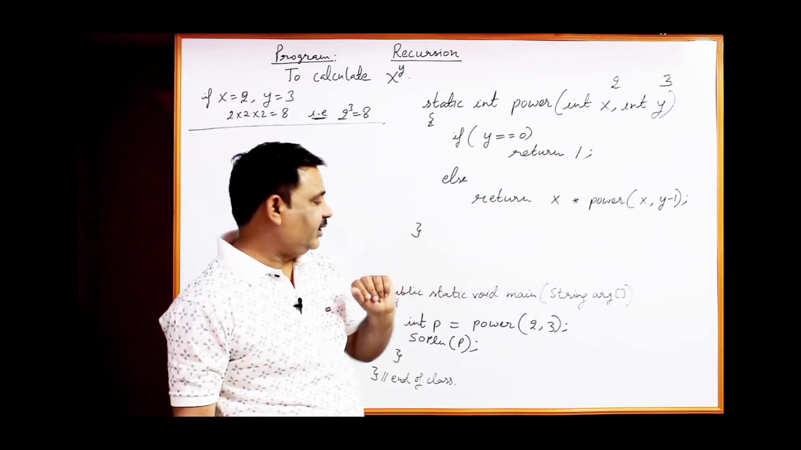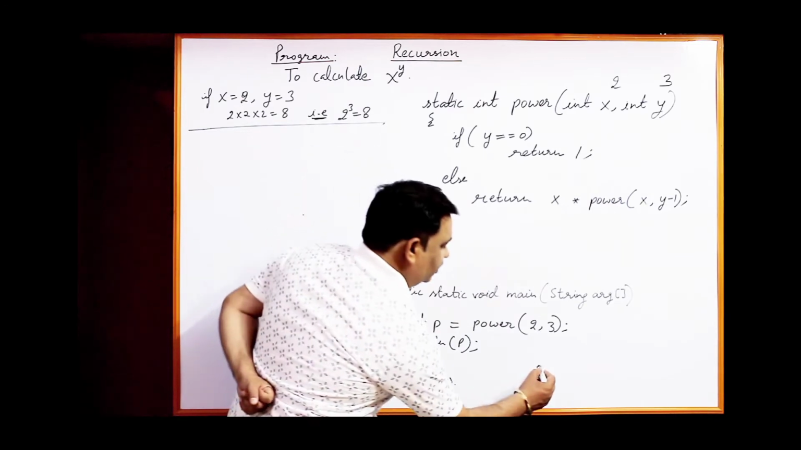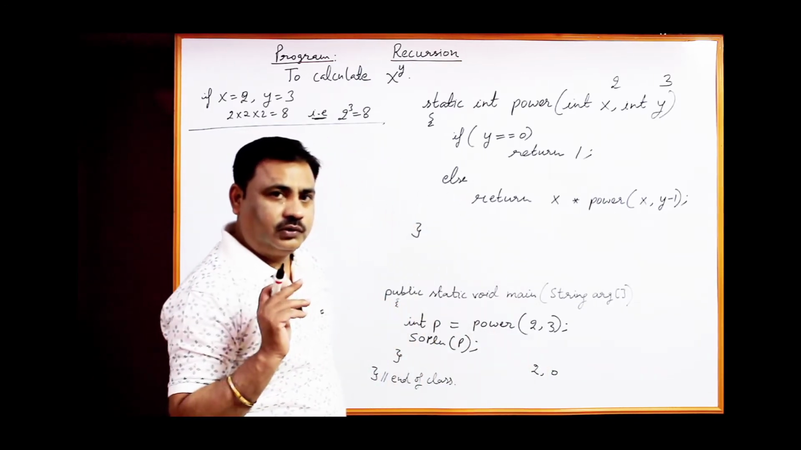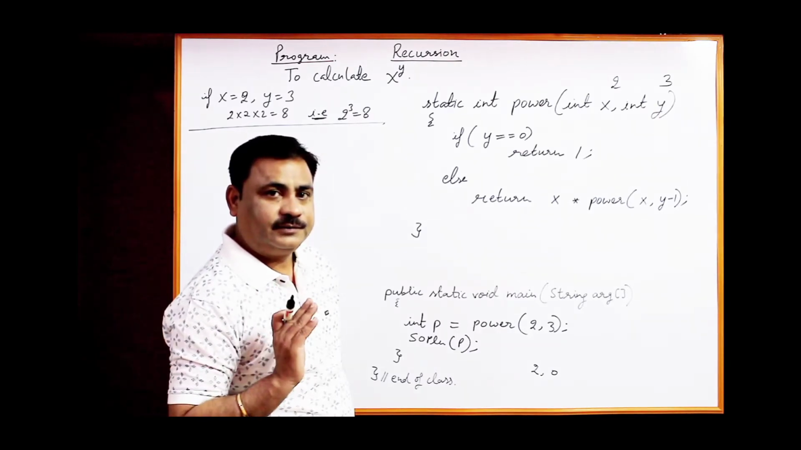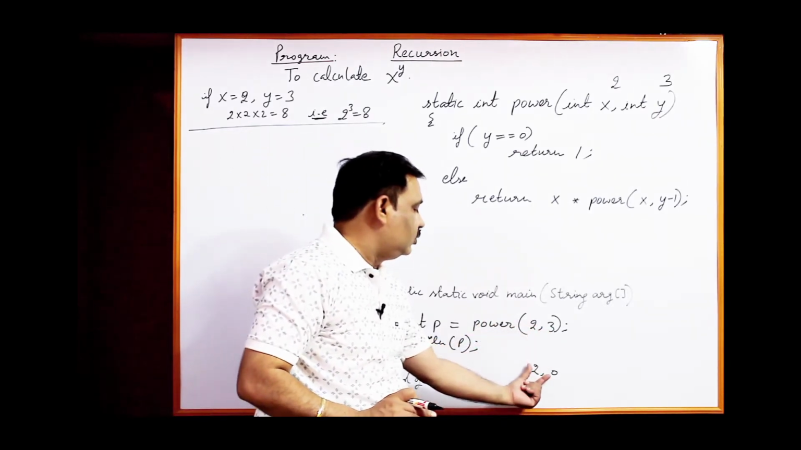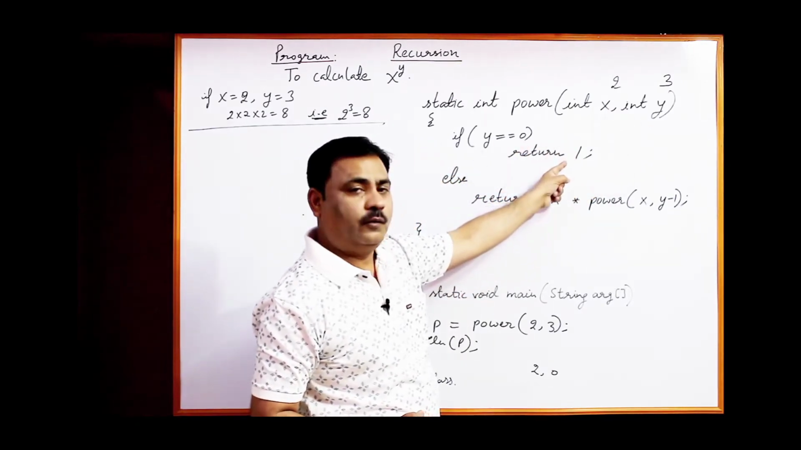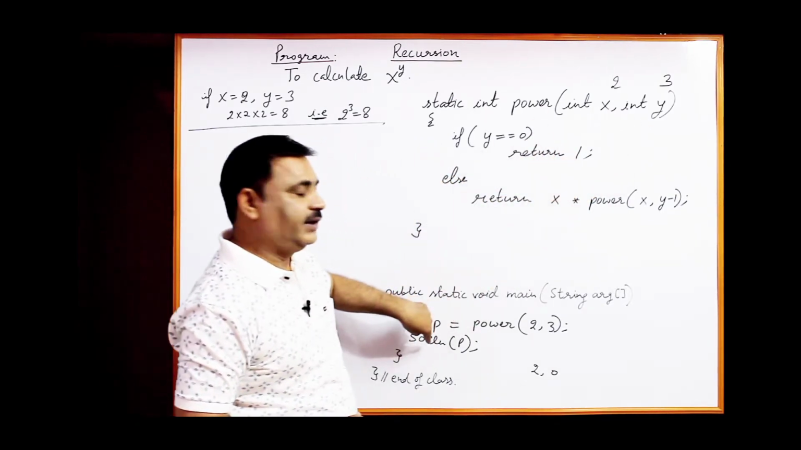Suppose, to understand, I pass just 2, 0. You know very well 2 raised to power 0 is 1. So if you pass 2, 0, x is 2, y is 0. If y is 0, we have to return 1. So 1 will be returned here.